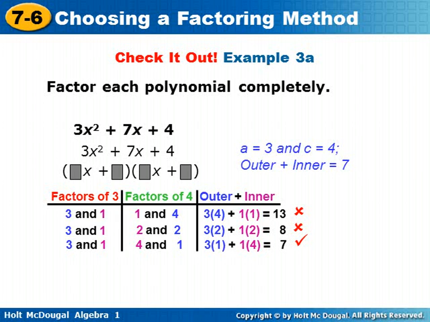For factors of 3, if we did 3 for the outer and 1 for the inner, and then 4 for the inner and 1 for the outer, we would get 3 times 1 plus 1 times 4, which is 7. Those are the ones that we need. So we write down 3x and 1x as our first terms in our binomials, and then 4 and 1 for our second terms. Remember that 4 and 1x are our inner terms, and then 3x and 1 are our outer terms.